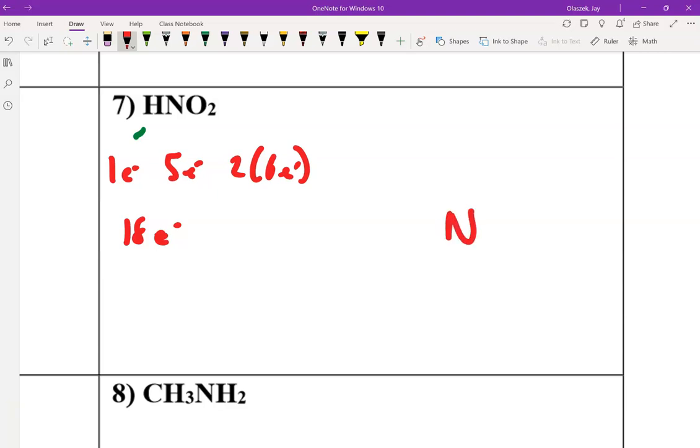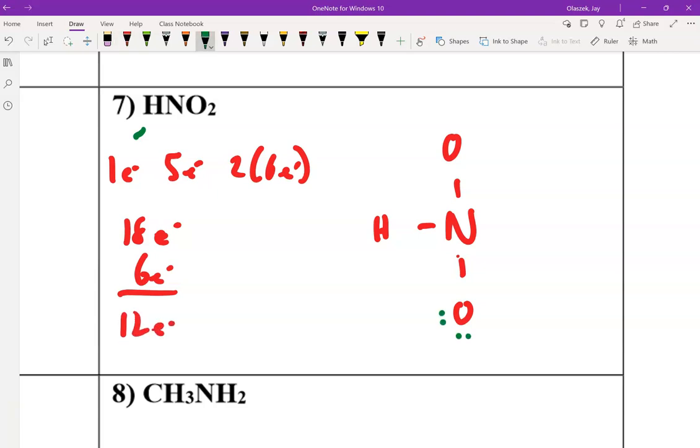Put the nitrogen in the middle. I'll put a hydrogen on this side, an oxygen here, and an oxygen here. It doesn't really matter as long as it's nice and simple. And we've used 6 electrons in the bonding. That leaves us with 12. Where are we going to put them?